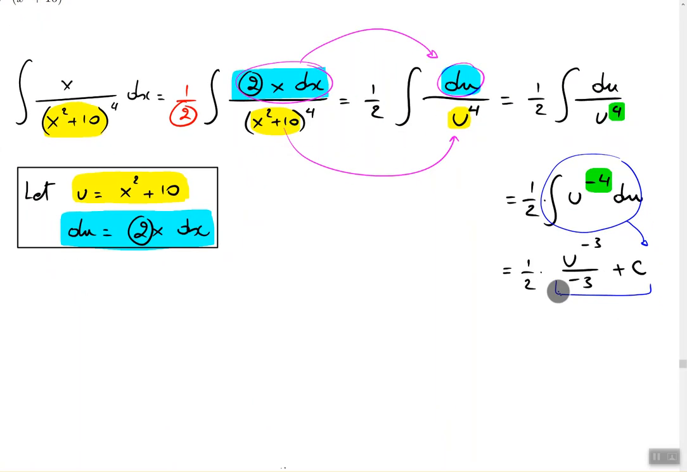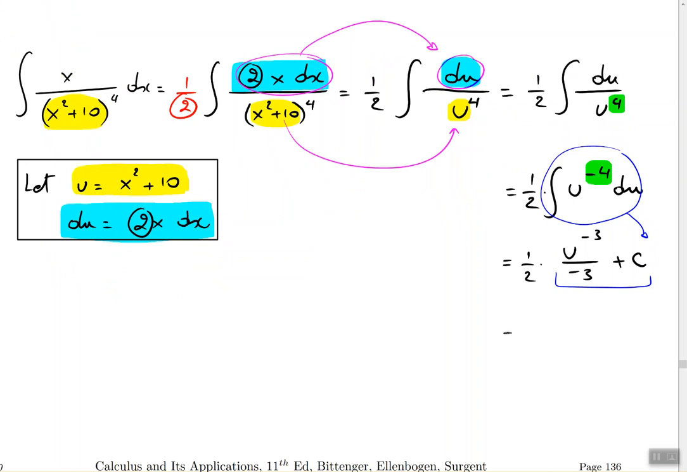And finally, replace the u back with the original numbers. When we do this, we're going to multiply the 2 and the -3 together. That will be -6. And we're going to replace the u back with the original stuff. What was u supposed to be in this problem? Just go ahead and bring it back to life. The u was supposed to replace x squared plus 10. And that stuff has power -3 plus c.